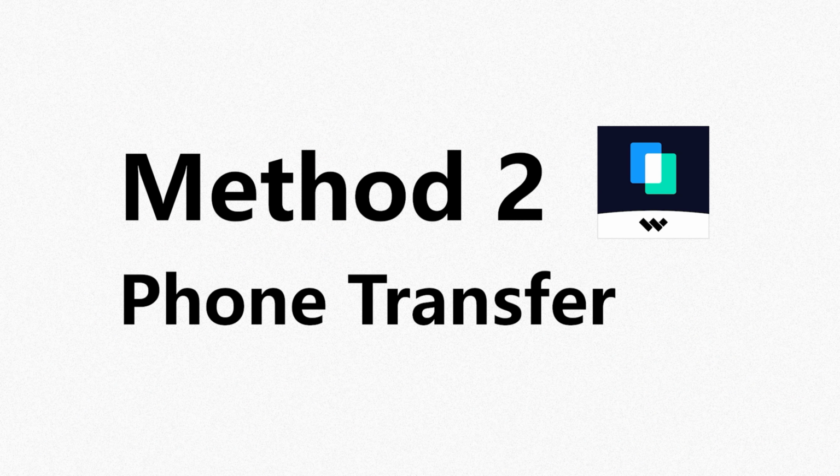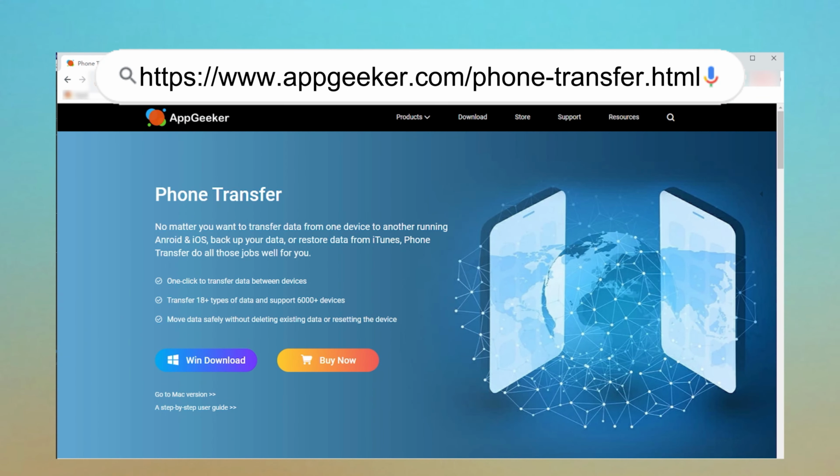So the second tool I'm going to use is the software called Phone Transfer. It basically transfers everything from one phone to another without erasing anything on either of the devices. So it would be very easy for you to move messages from Android to iOS. Now, I already have Phone Transfer on my computer. You can get it through the link below this video.